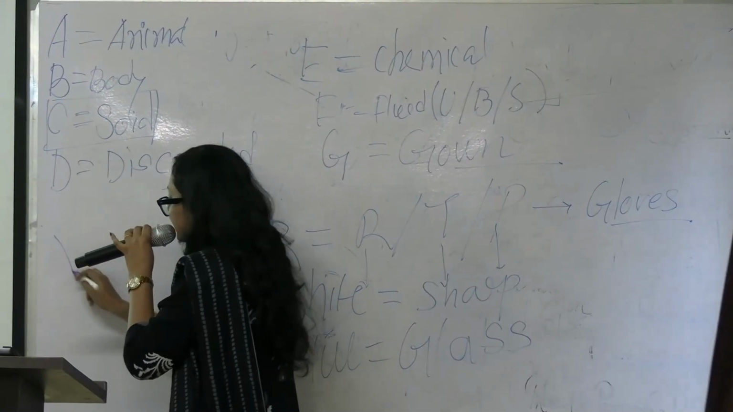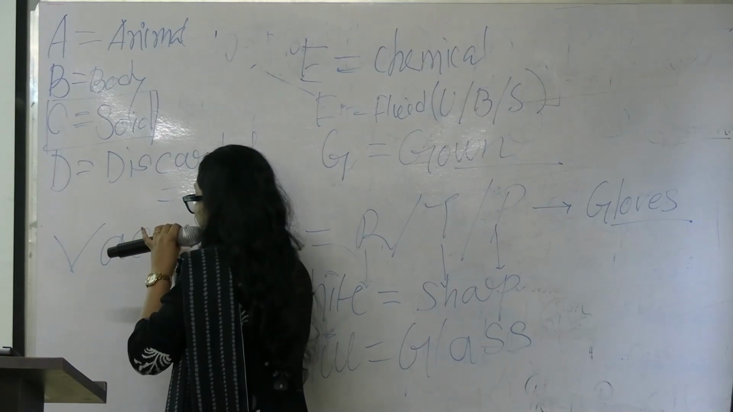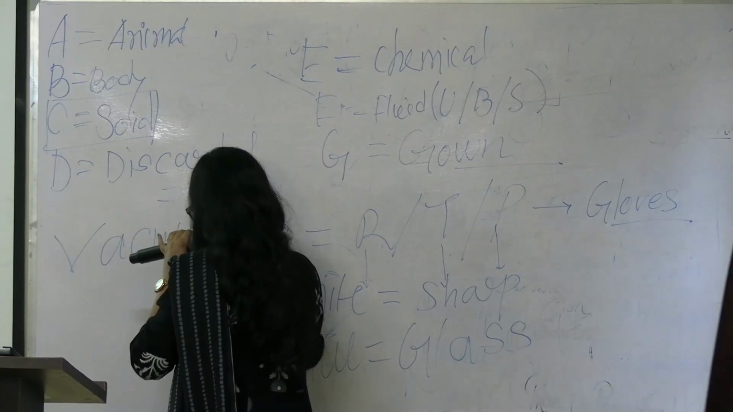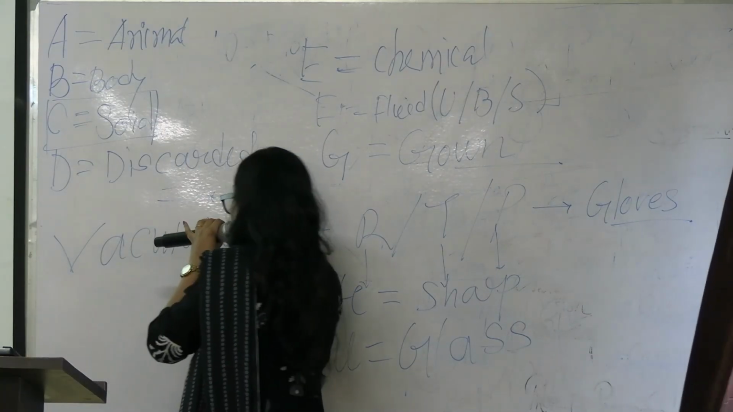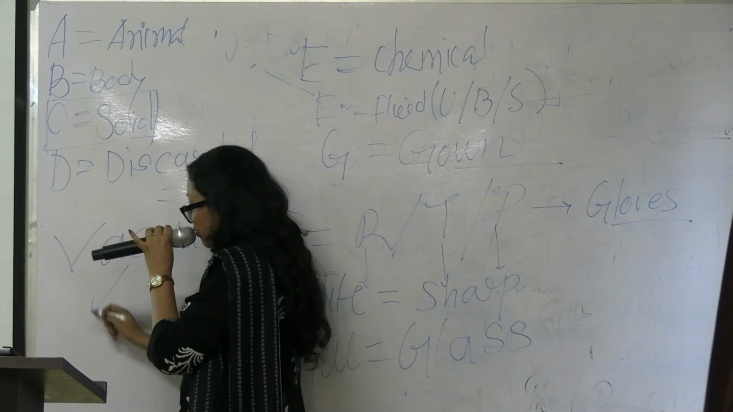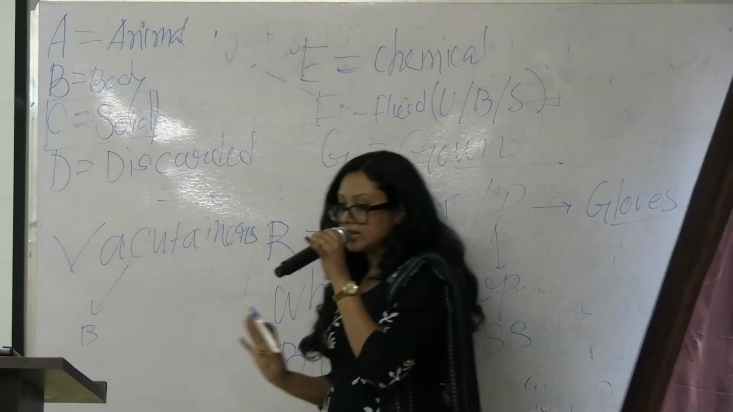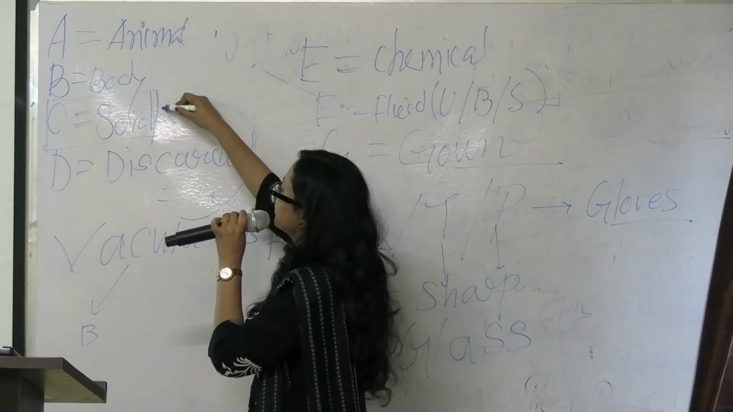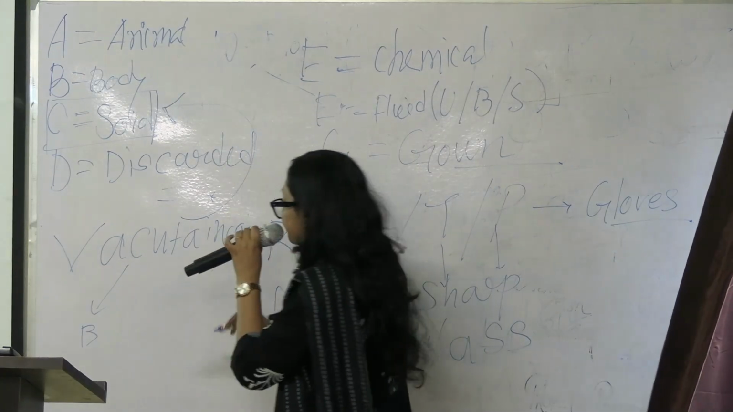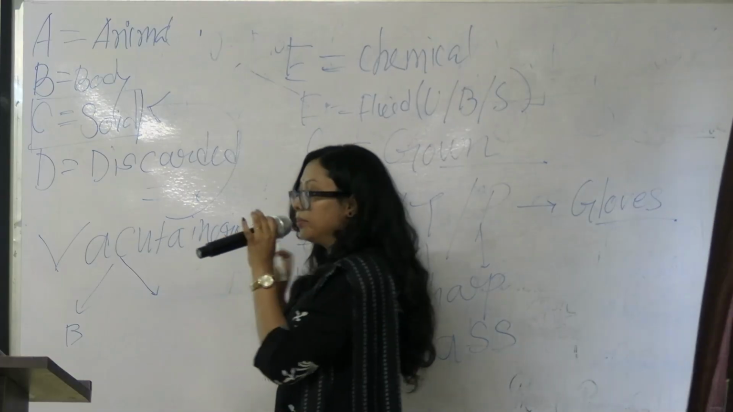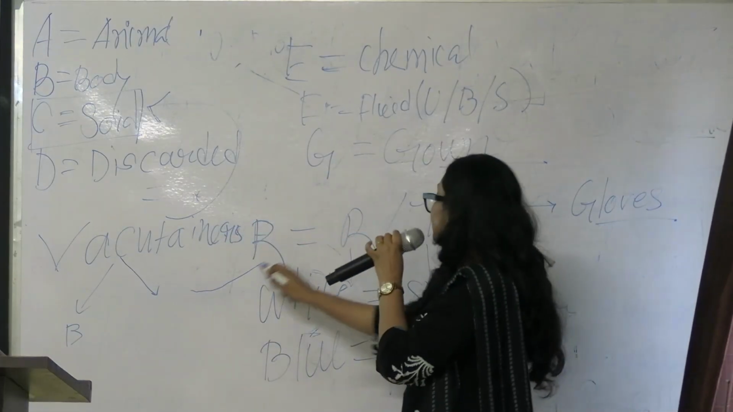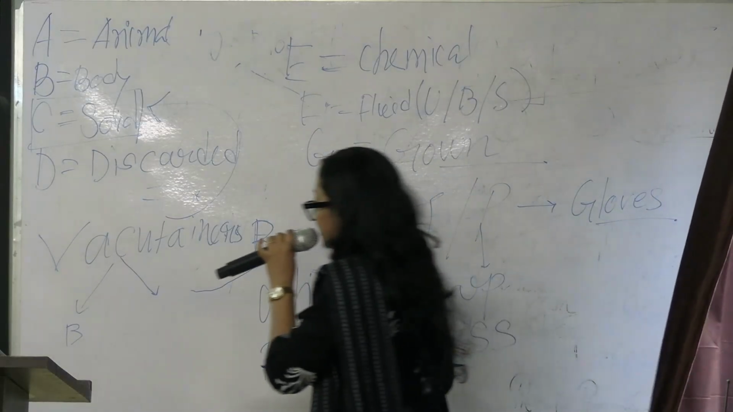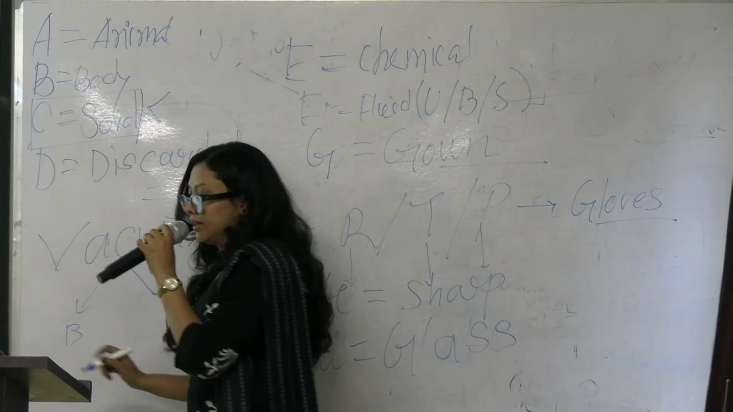Another important point to note: when Vacutainers are full with blood, that means they are soiled. So where do we put soiled waste? It goes in yellow. When a Vacutainer is empty, that means it is plastic. So where will it go? It will go in red.